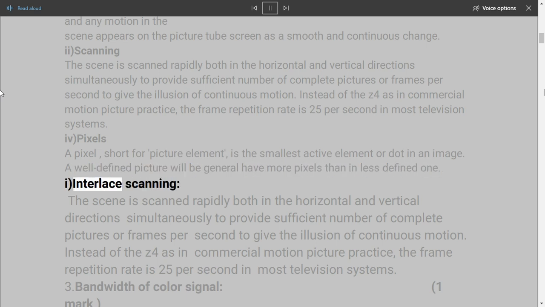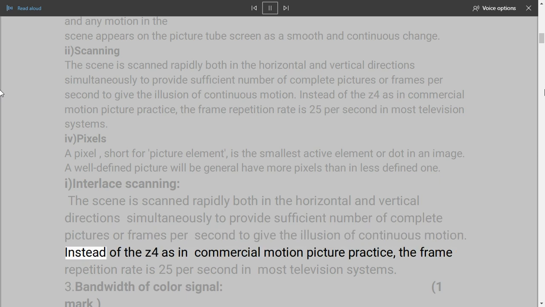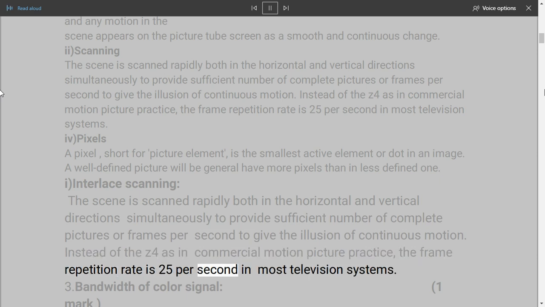Interlace scanning. The scene is scanned rapidly both in the horizontal and vertical directions simultaneously to provide sufficient number of complete pictures, or frames per second, to give the illusion of continuous motion. Instead of 24 as in commercial motion picture practice, the frame repetition rate is 25 per second in most television systems.